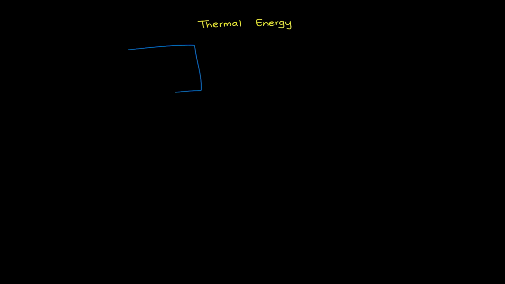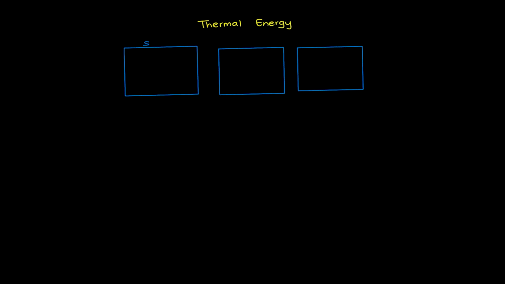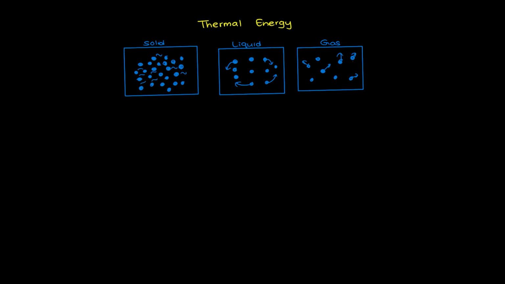Everything around you is made of atoms and molecules in constant motion. Even in solid objects, particles vibrate. In liquids, they slide past each other. In gases, they zoom around freely. This random particle motion is thermal energy.